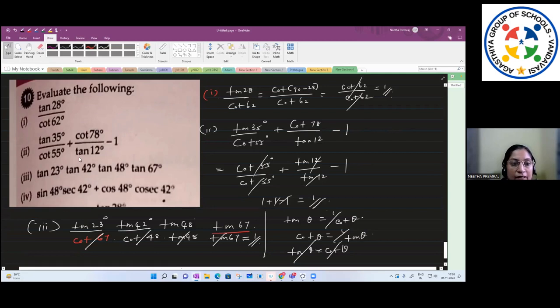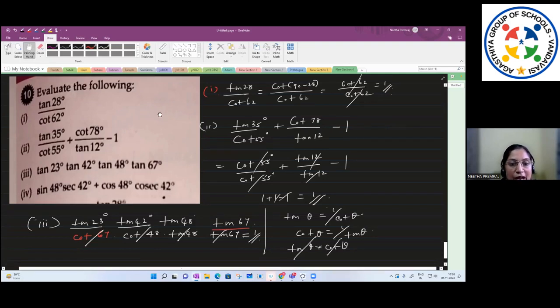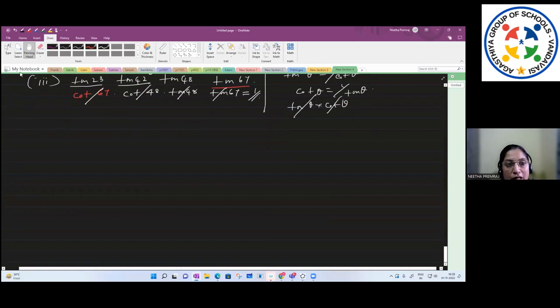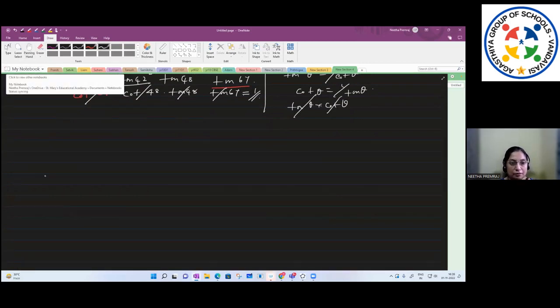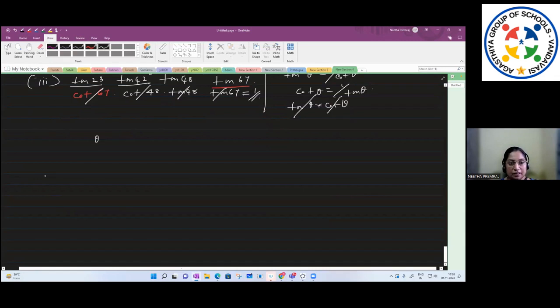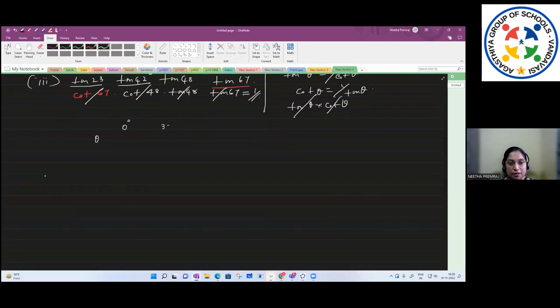Apart from this, for some standard angles, you should know the trigonometric ratios. For example, theta at 0 degrees, 30, 45, 60, 90. These are in degrees. If you want to mention it in radians, that also you should know. That is 0 radians. This is pi by 6. Pi is nothing but 180. 180 by 6 is what? 30. Pi by 6, pi by 4, pi by 3, and pi by 2.